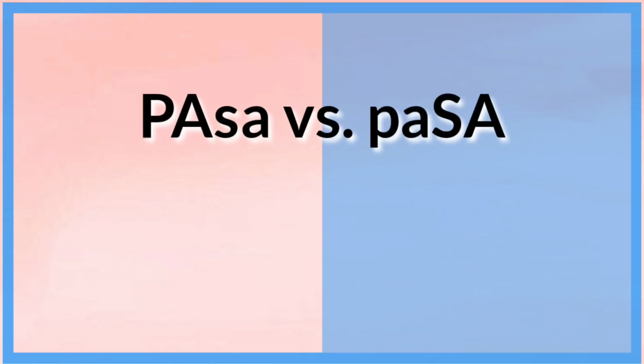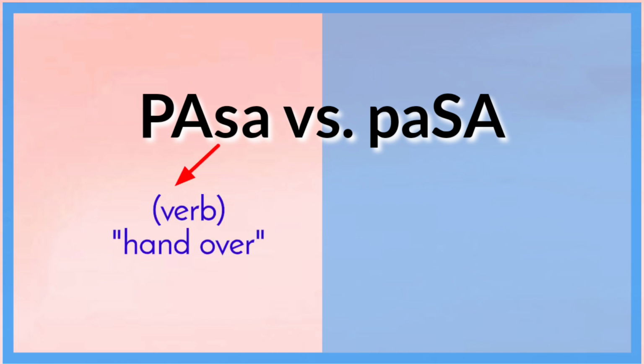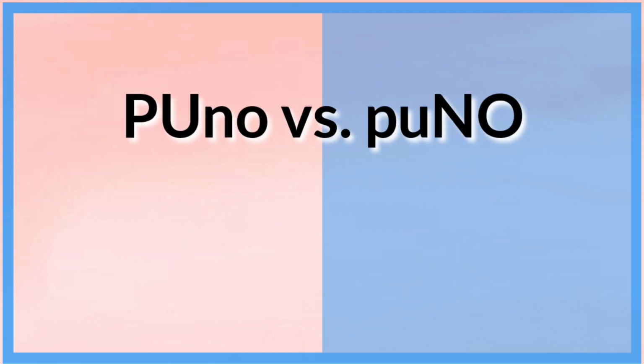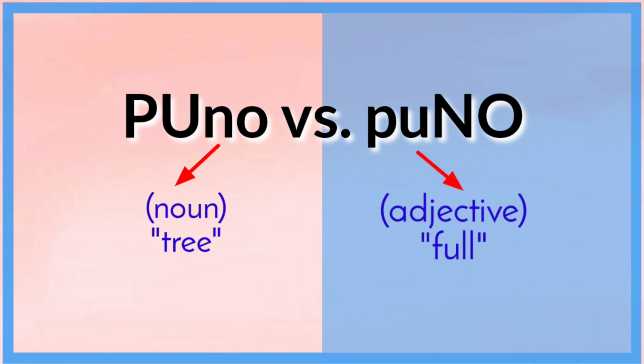Pasa versus pasa. Pasa is a verb, means hand over, while pasa is a noun, means bruise. Puno versus puno. Puno is a noun, which means a tree, while puno is an adjective, means full.